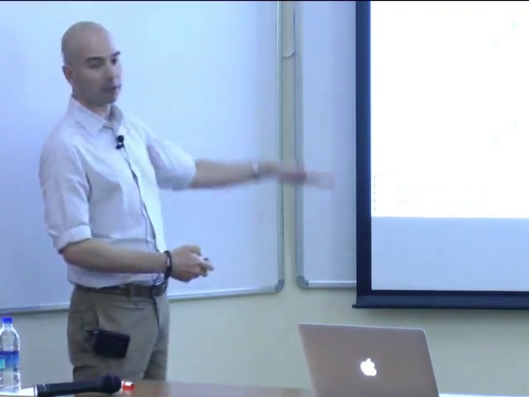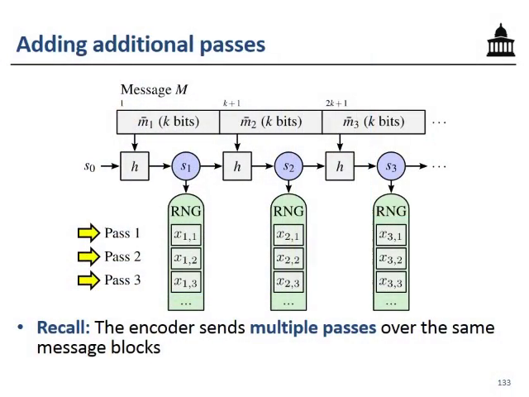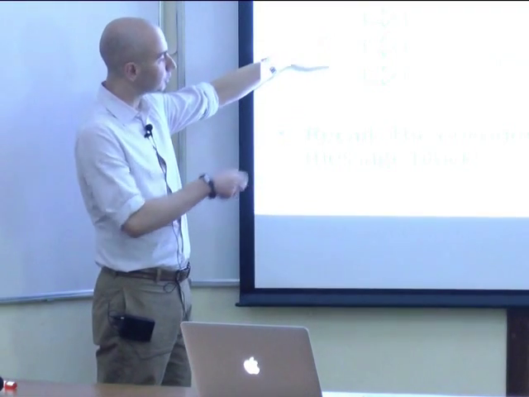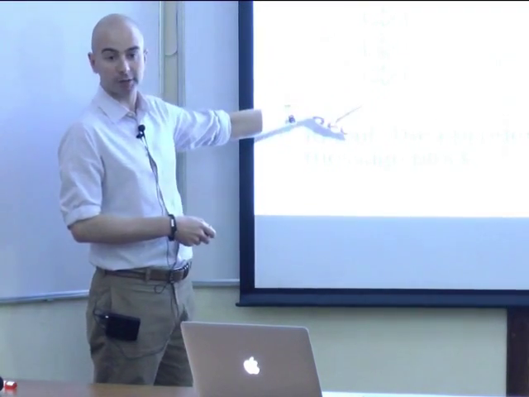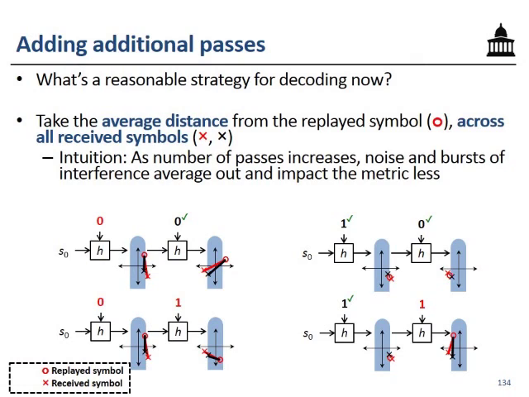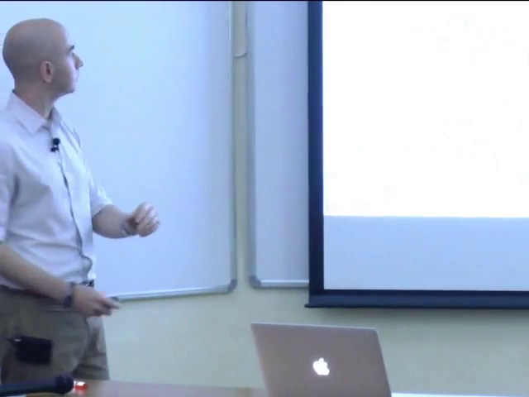Okay, so now we're sending and receiving one pass and trying all the possibilities. But what if the channel is really bad and there's lots of noise corrupting our signal? What will happen is we'll need to send more information. We'll need to lower the rate in order to be able to decode. Remember, the encoder does this by making multiple passes over the same message blocks, right? So sending pass 1, pass 2, pass 3, and so on. Now let's think about the sensible thing to do at the decoder side.